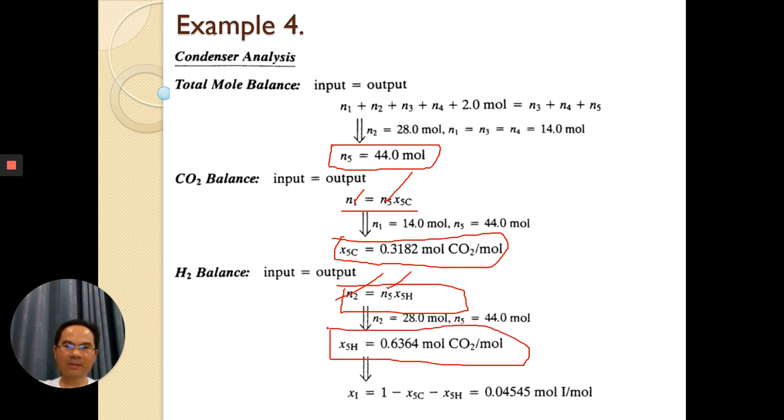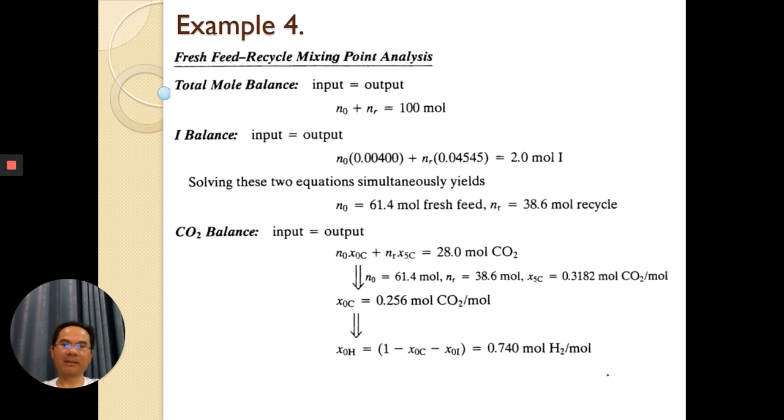And then you know X phi S, you know X phi C, you can solve for Xi. Xi equal to 1 minus X phi C minus X phi S. You need to know X phi C, X phi S, N phi. And then you solve for the first feed recycle mixing point.